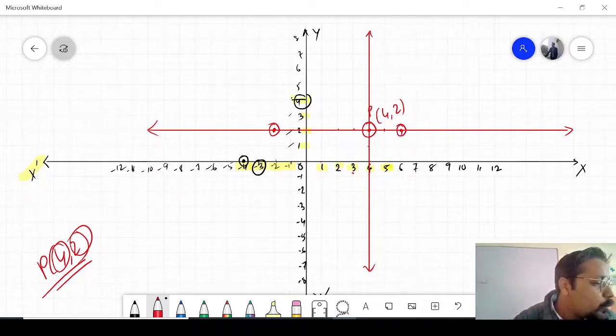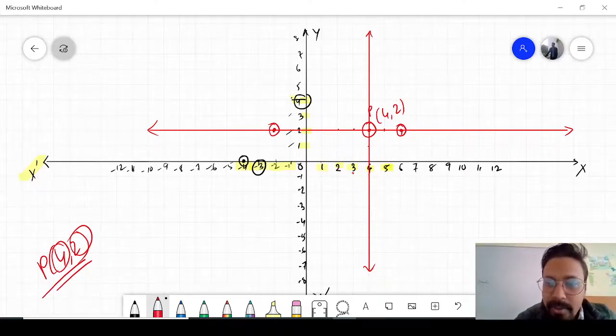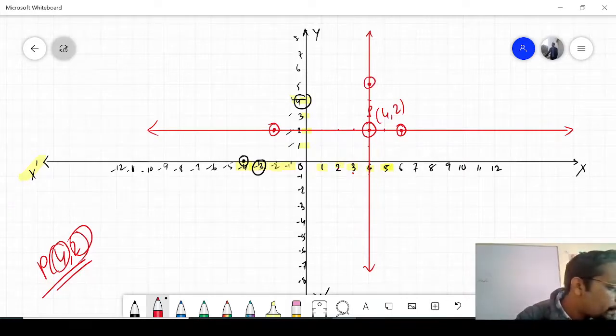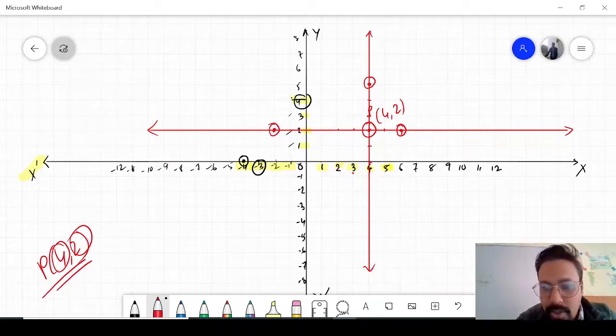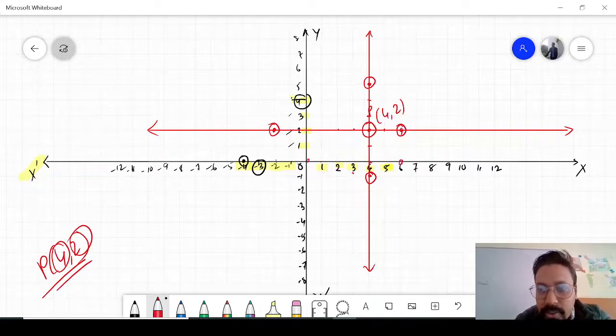Then also take 2 points, one above P by a distance of 3 units. From here we have to go 3 points, 1, 2, 3. This one, and one below P by a distance of 3 units. So 1, 2, and 3. This one. So we have got 4 new points. We have to find the coordinates. So this one, we have gone from 0 to 6 and then 6 to 2. So this will be 6, 2.